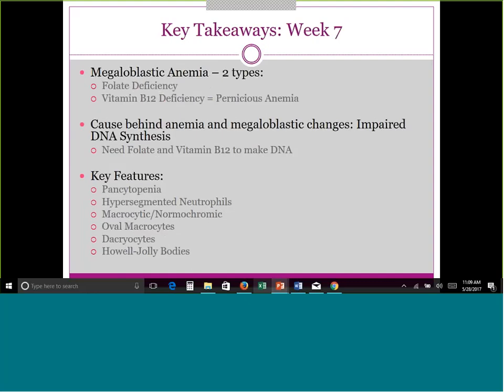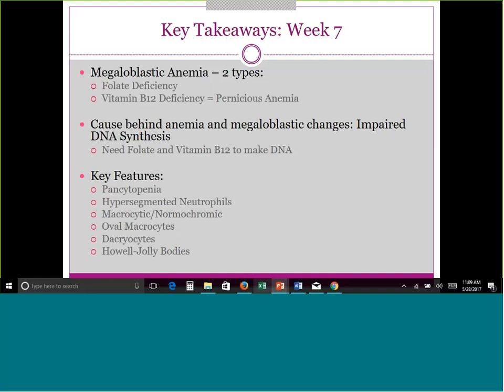All right, moving into week 7, we learned about megaloblastic anemia here. There are 2 types of megaloblastic. You either have folate deficiency or vitamin B12 deficiency. There is a form of vitamin B12 deficiency also known as pernicious anemia. So all of these are types of megaloblastic anemia.